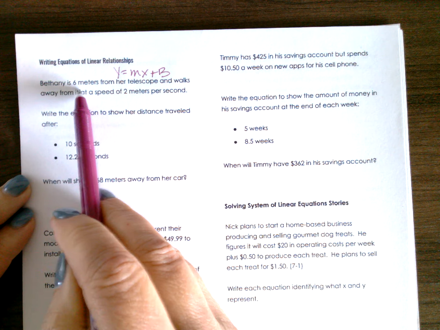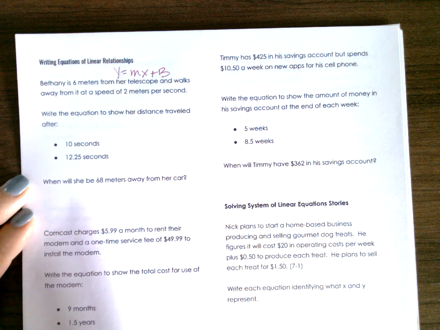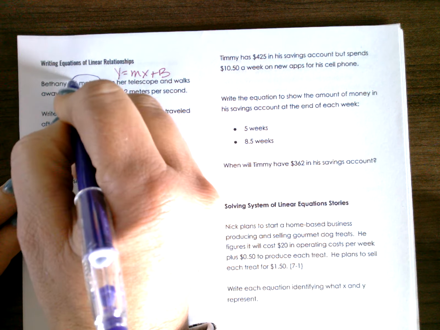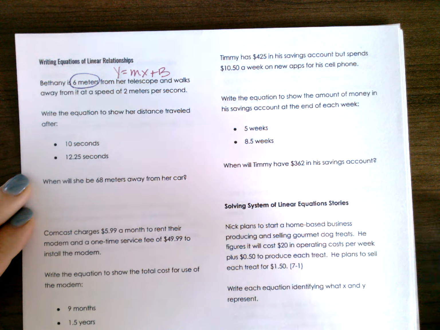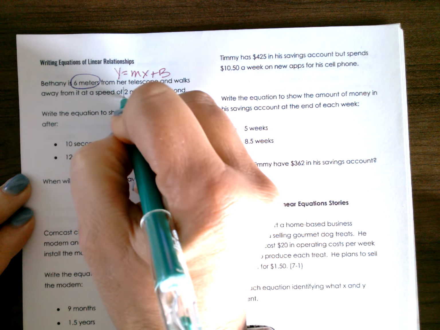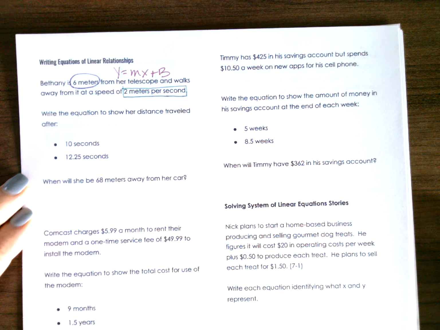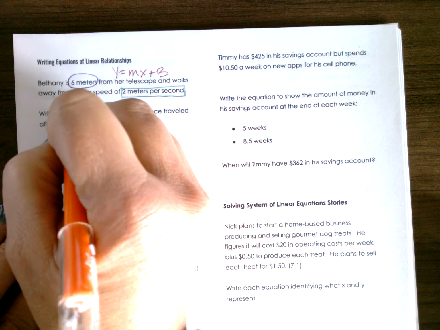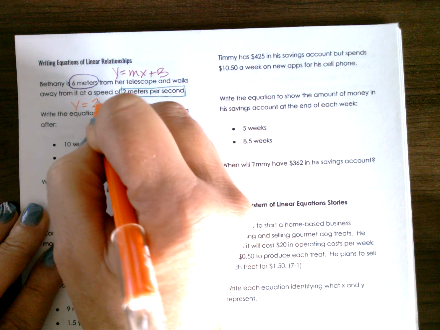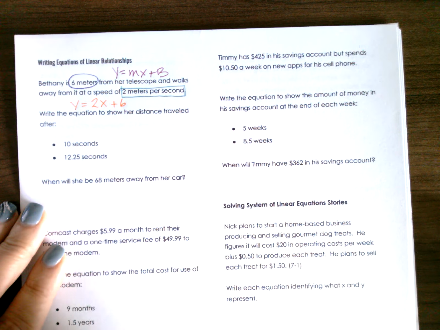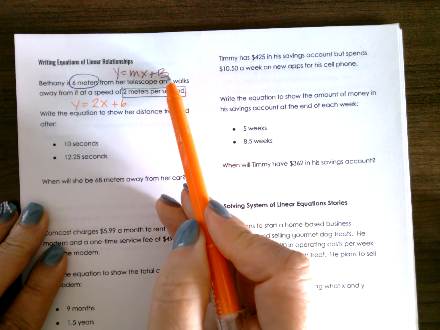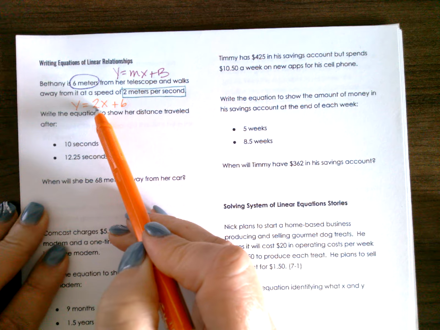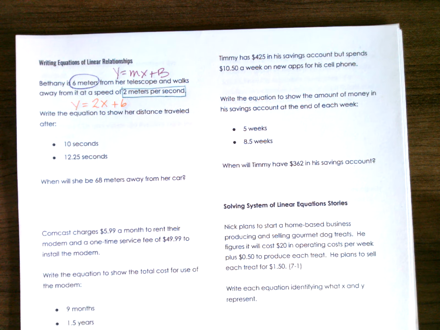Bethany is 6 meters from her telescope and walks away from it at a speed of 2 meters per second. That is my beginning point, my starting point. Here is my speed, unit rate, rate of change. When we're writing the equation, I would write y equals 2x plus 6. She's beginning at the y-intercept, 6 meters from her car or telescope, and walking away 2 meters per second.